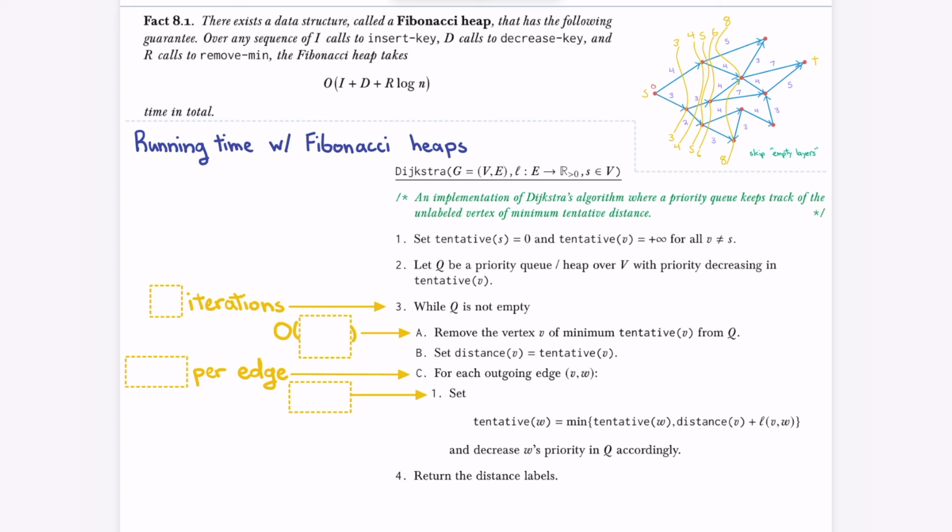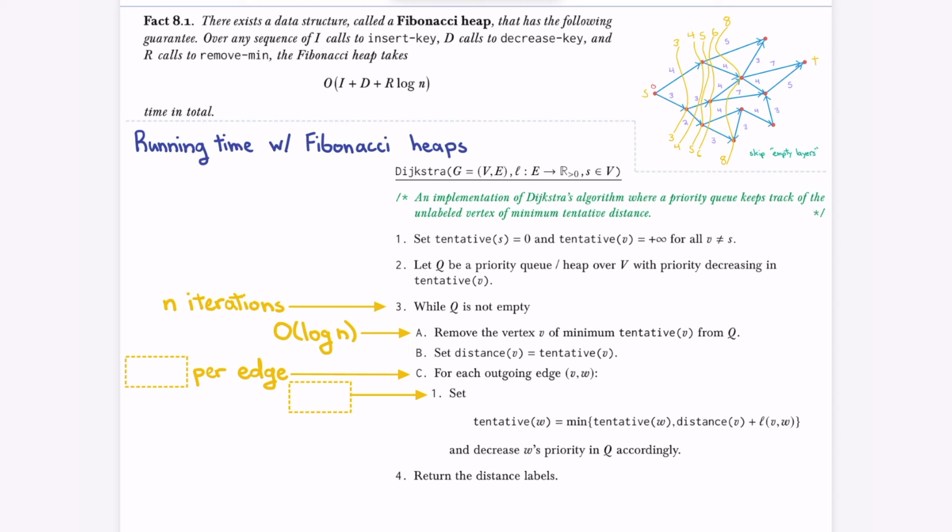So let's plug that into our algorithm, and I left some boxes for us to fill in. So we already did the number of iterations at the top. In 3a, when I remove the vertex with minimum tentative distance, how long does that take? Yeah, it takes log n time. And then let's go to 3c1.